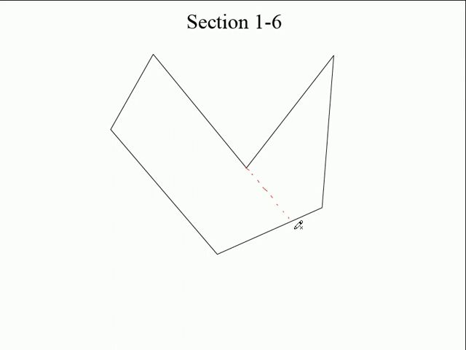Did any of the extensions of the other sides go inside the polygon? No, it didn't. This one does, and it does it again too, doesn't it? So if you extend one of the sides and they actually go inside the polygon, this is now not convex. What do you think? Do you know the two words? Convex and what? Concave. Good.